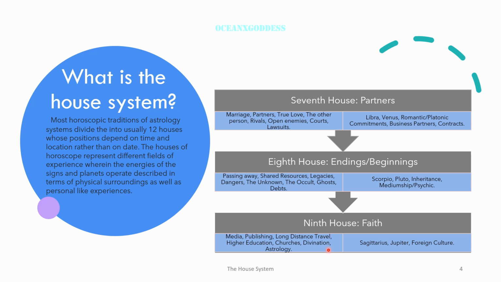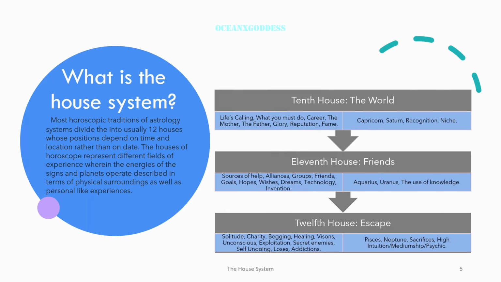Okay, so now let's go to the 10th house. All right, so the 10th house, we have the world, okay? So the 10th house, when you look in your astrology chart, you'll see something that says MC, okay? Now, your MC, I forgot exactly what MC stands for, but your MC kind of signifies what type of career type you might be or what type of career you might have.